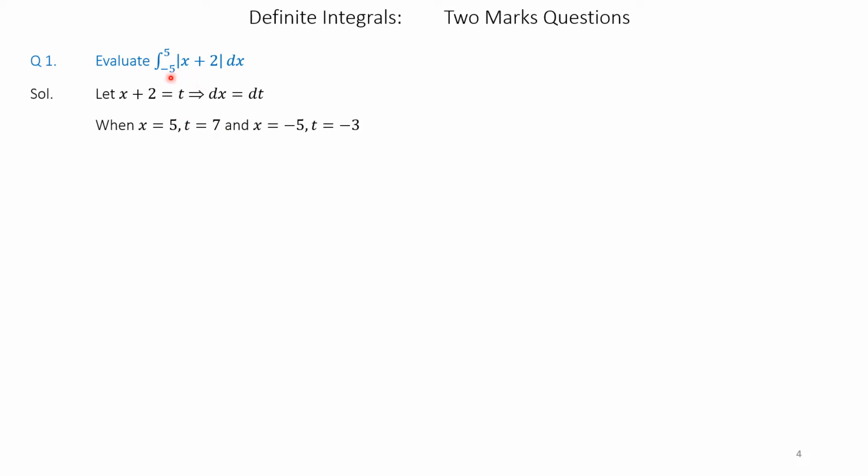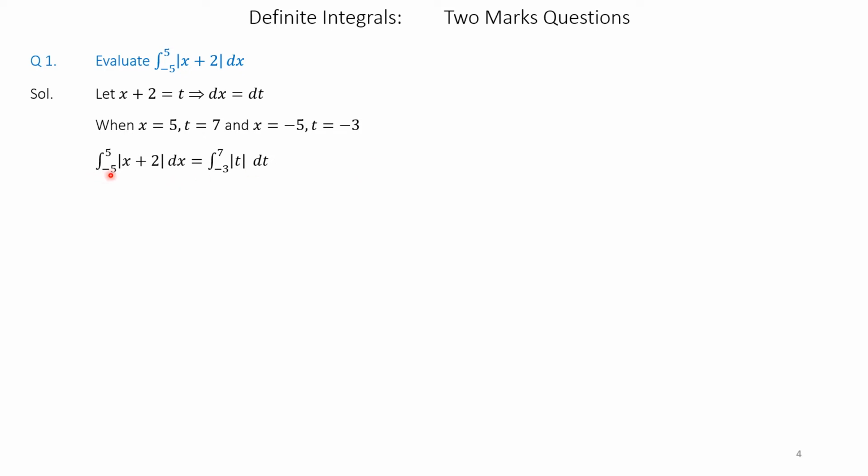Then for the lower limit, if you put x equal to minus 5 in this equation, minus 5 plus 2 equals minus 3. Therefore, t equals minus 3. Thus, when x is equal to 5, the upper limit, t is equal to 7. And when x is equal to minus 5, the lower limit in the given problem, t is equal to minus 3.